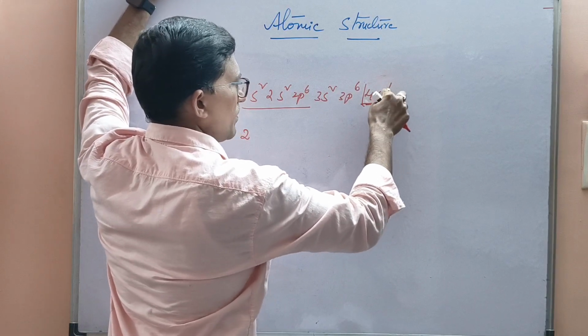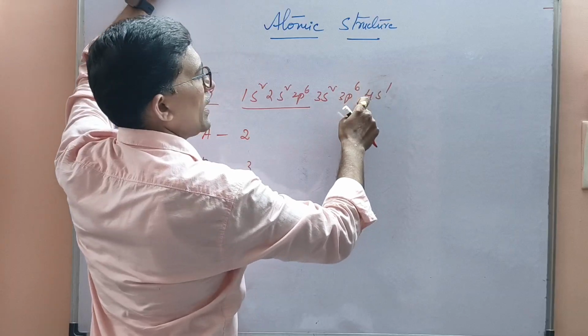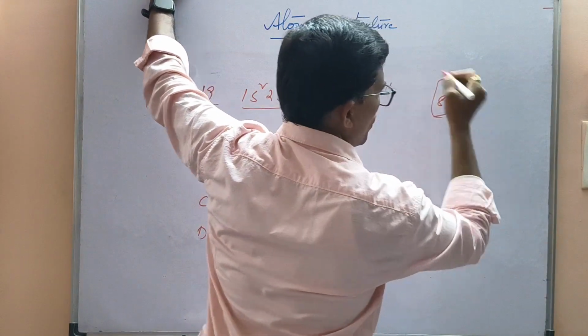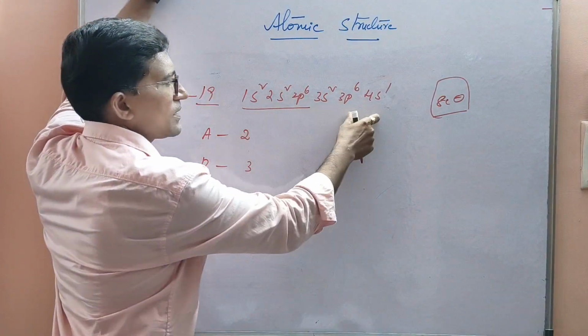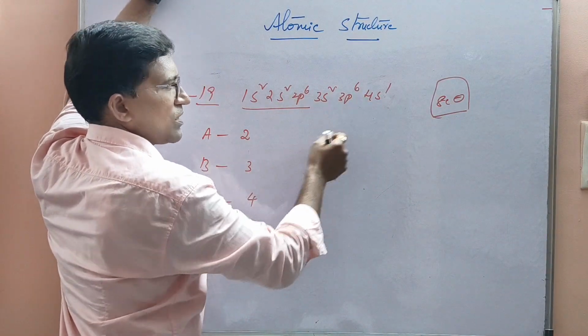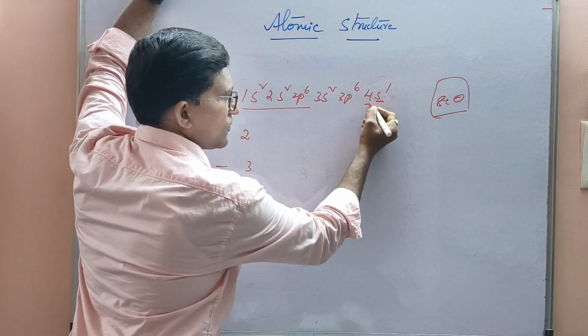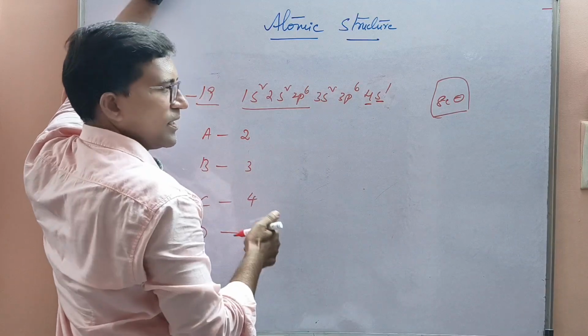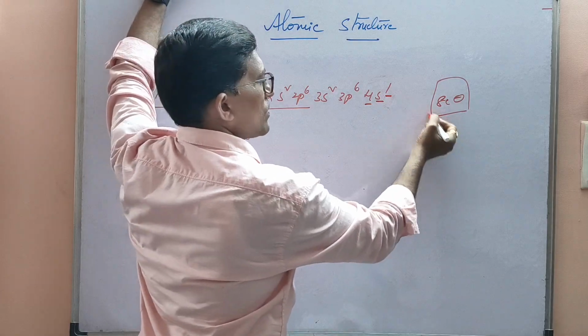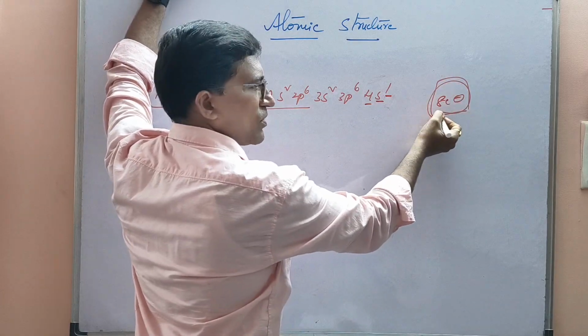So you tell me which elements are naturally stable. Elements with 8 electrons in the last shell are more stable. Among all these orbitals, the orbital that comes under the last shell is the fourth s orbital, 4s1. How many electrons are there? Only 1. So to become stable, how many should be there in the last shell? 8 electrons should be there.